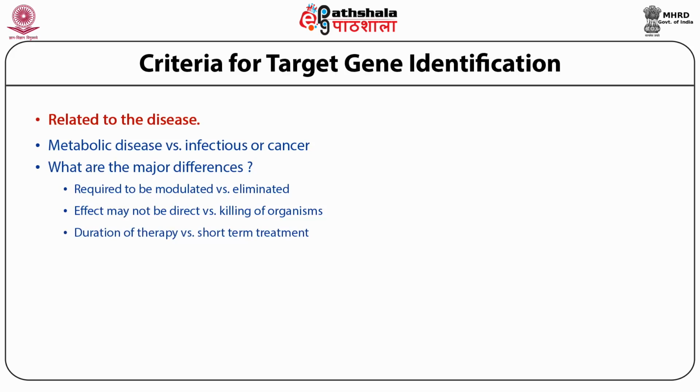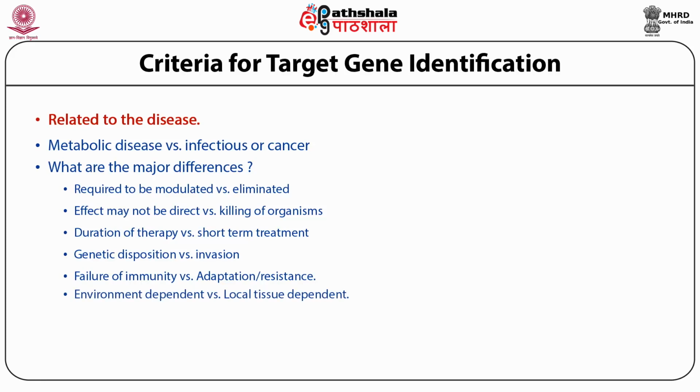It might also be the duration of therapy. We would like to have therapy for a long time, which for many diseases like diabetes, may be lifelong therapy. So the drug has to work effectively for a long period of time in the human body. Whereas with pathogenic bacteria, or even cancer, killing the organism is a short-term therapy that can be adopted. One must also understand if there is a genetic disposition. Invasion is another factor. Failure of immunity or adaptation are two other mechanisms by which metabolic disease or infectious disease becomes resistant. Of course, there are environment-dependent and local tissue-dependent factors.